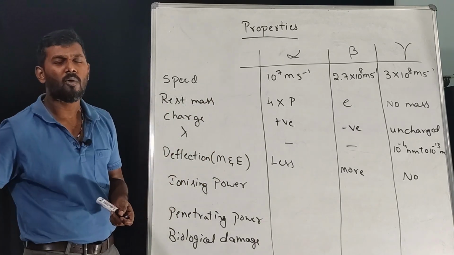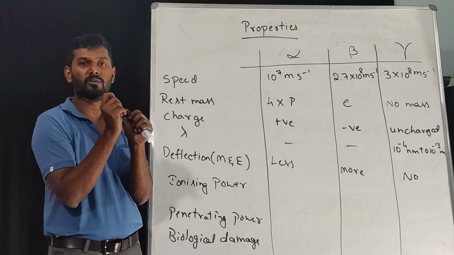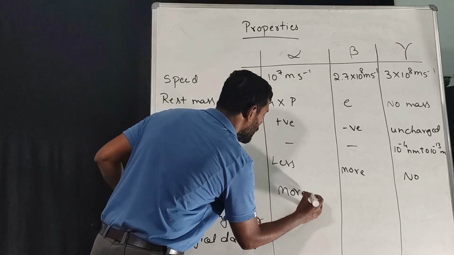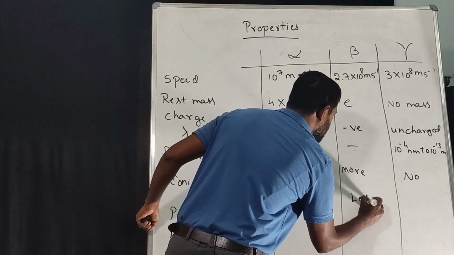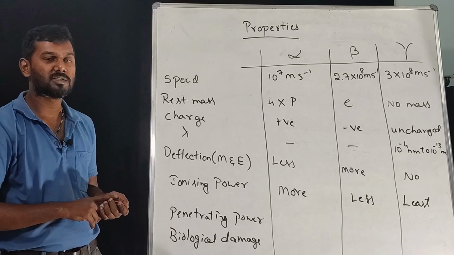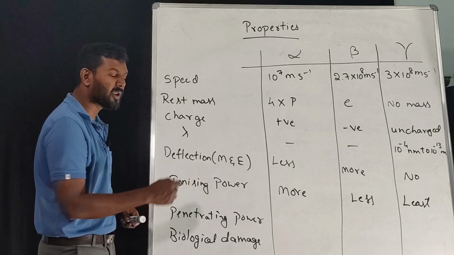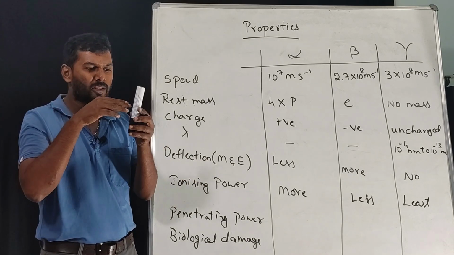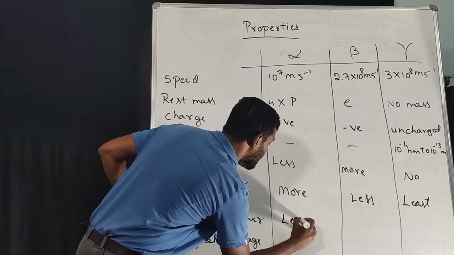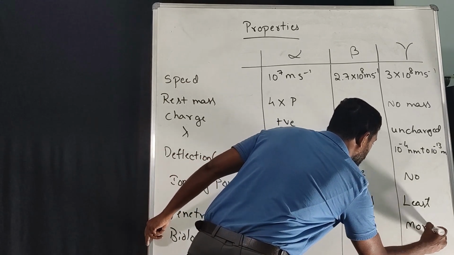Next, ionizing power. What do you mean by ionizing power? The energy required to remove the electron from the orbit of an atom. That is nothing but ionizing power. Alpha has more ionizing power, more, okay, less and least. Out of all the 3 particles, which has least ionizing power? Gamma radiation. Which has more? Alpha radiation. Next we'll come to penetrating power. Penetrating power means going through the object. So alpha has least, okay, less and more, okay.